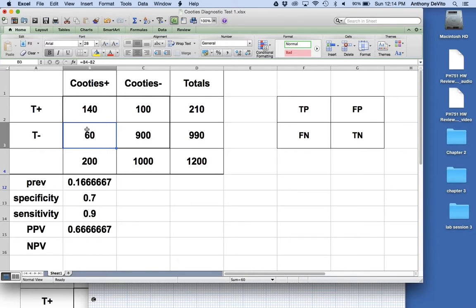996 of them were really positive. Really should have tested positive. They were false negatives. 900 were real negatives. So we had 900 people that tested negative.